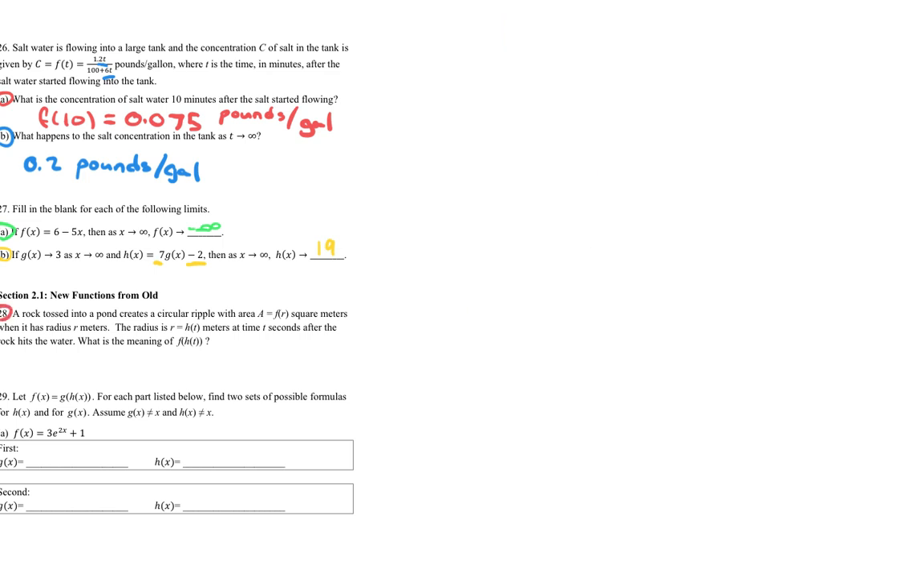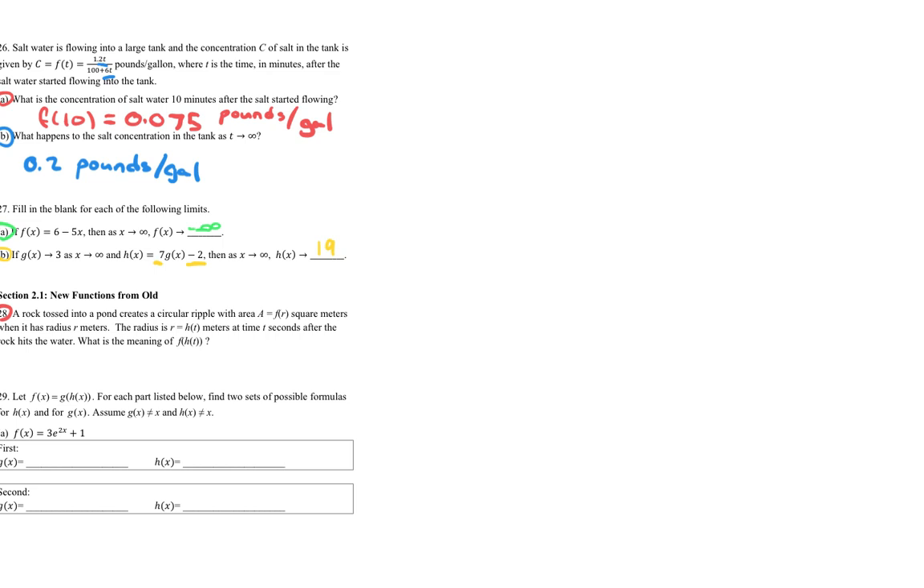All right, so for number 28, we have a rock getting tossed into a pond, creating a circular ripple with area A equals f of r in square meters when it has a radius r meters. The radius is given by a function r equals h of t meters for any time t in seconds after the rock hits the water. What is the meaning of f of h of t?